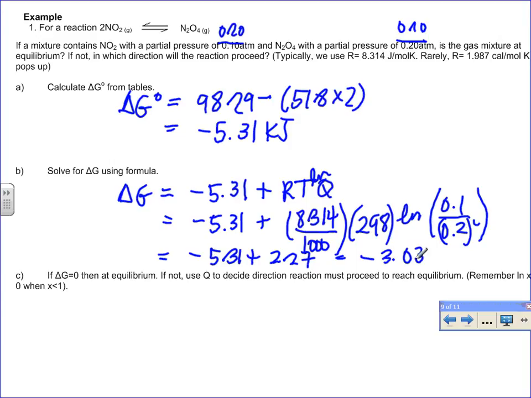Now, in the overall question, we're being asked if the system is at equilibrium. So we know it's not at equilibrium because delta G is not equal to 0. And what we need to do is look at which direction it needs to shift. In order for it to reach equilibrium, delta G needs to equal 0. So really this needs to get larger. So our RT ln Q needs to increase.